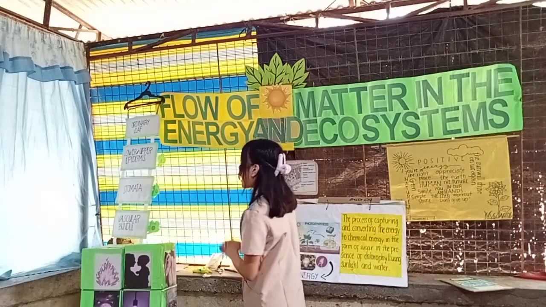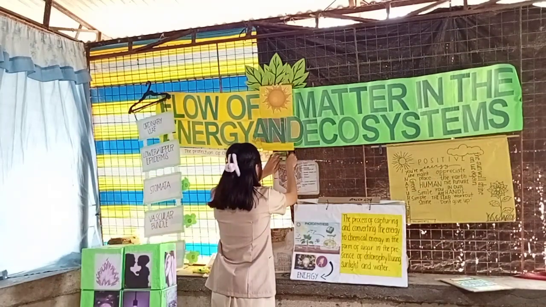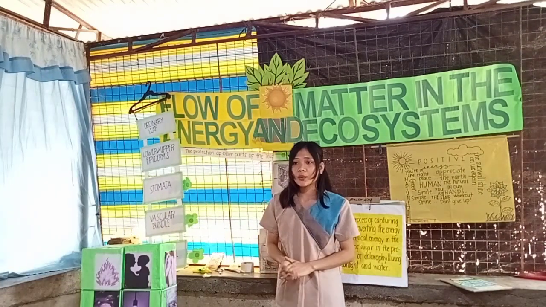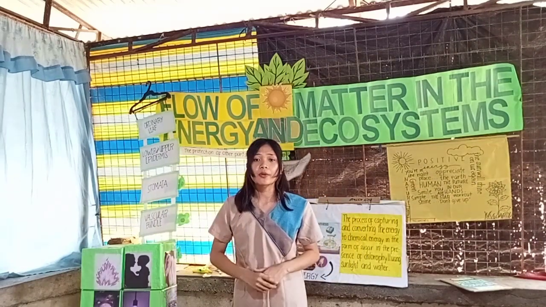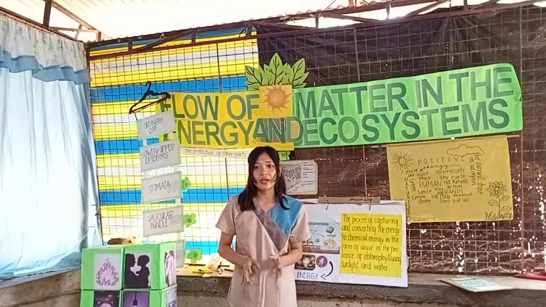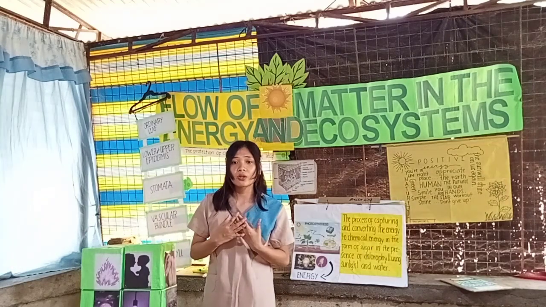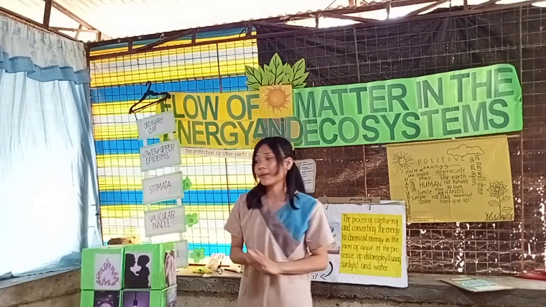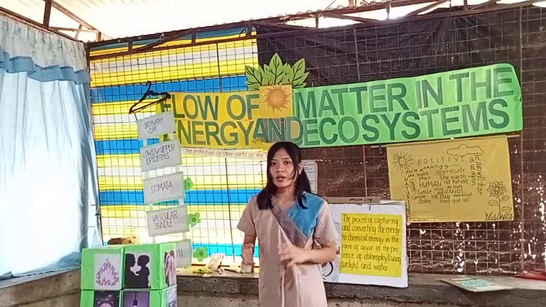So what is the lower and upper epidermis? Can you read? Thank you. The lower and upper epidermis is the protection part of the leaf, the shield or covering of the leaf. As humans, we also have protection like our skin. So the leaf also has a covering.